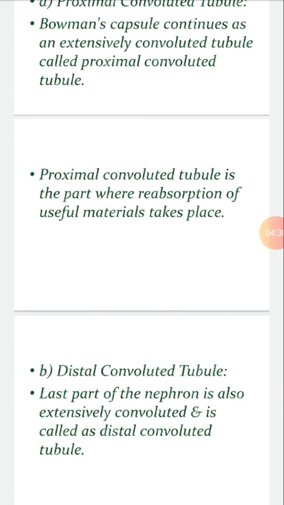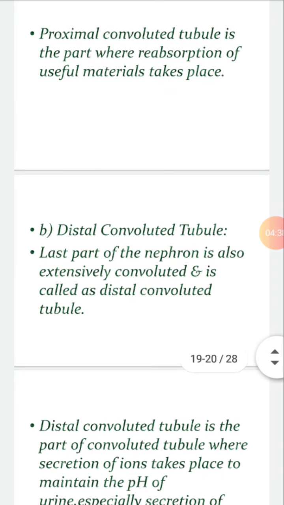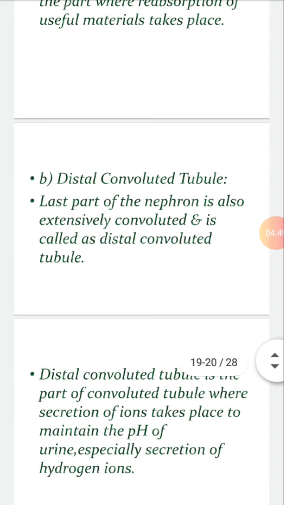B is the distal convoluted tubule. The last part of the nephron is also extensively coiled, convoluted, and is called the distal convoluted tubule. The distal convoluted tubule is the part of the coiled tubule where secretion of ions takes place in order to maintain the pH of urine, especially secretion of hydrogen ions.